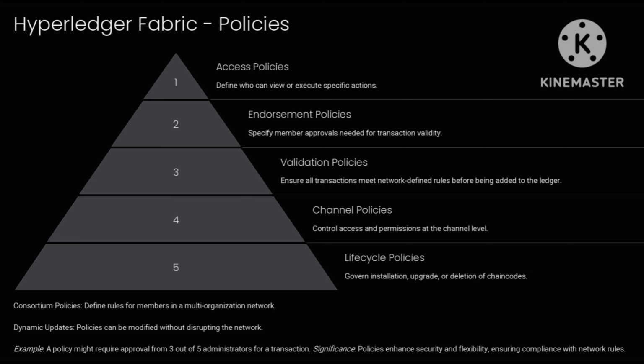Dynamic updates. Policies can be modified without disrupting the network, which adds flexibility to adapt to changing requirements. Example and significance. An endorsement policy might require 3 out of 5 administrators to approve a transaction. This ensures secure collaboration and accountability within the network.